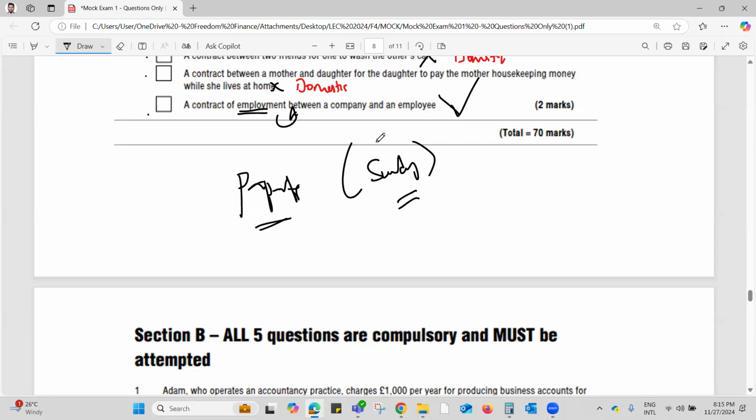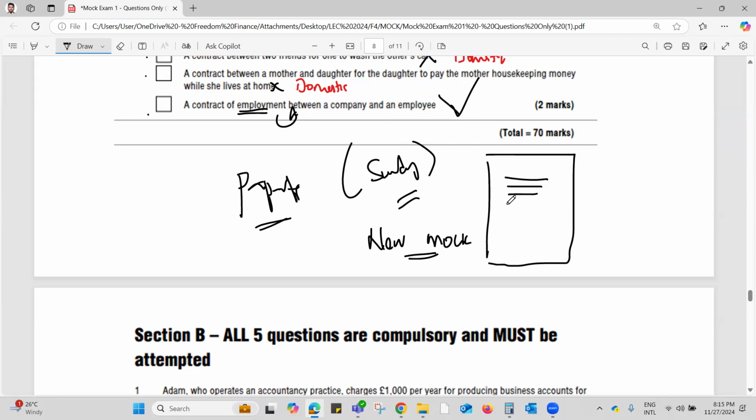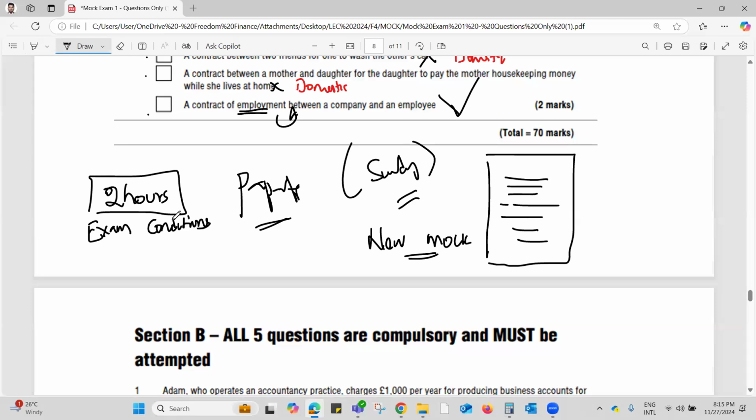So what I want you all to do is, I'll send you a new mock paper along with the exam guidance. It is a similar kind of paper, and you need to make sure you attempt it within 2 hours with exam conditions. When I say exam conditions, no bathroom breaks, okay? Or washroom, whatever.